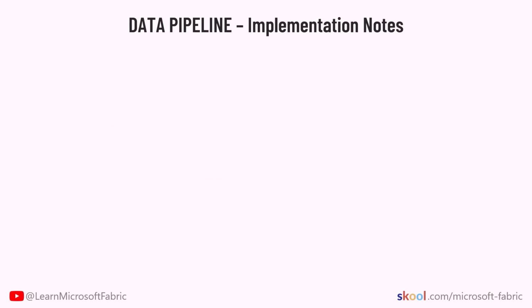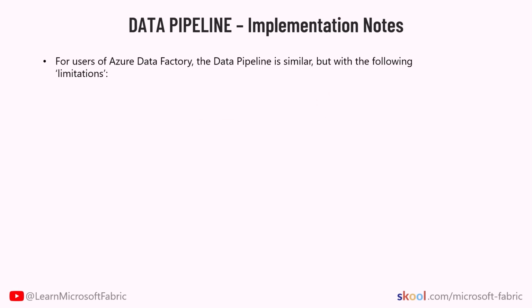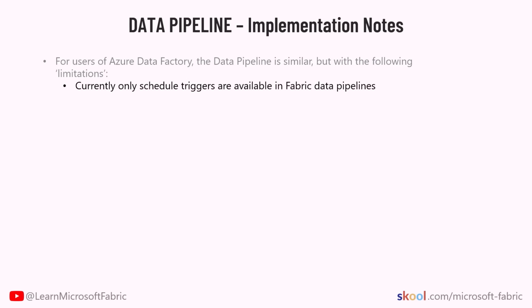So let's dig a bit deeper into some of the implementation notes. For users of Azure Data Factory, the data pipeline is very similar, but there are a few differences or limitations with Fabric data pipelines. The big one is that currently only schedule triggers are available in data pipelines in Fabric. So you can only really trigger it via a schedule. And mapping data flows, if you've been used to using them in Azure Data Factory, have been replaced by the Dataflow Gen 2.